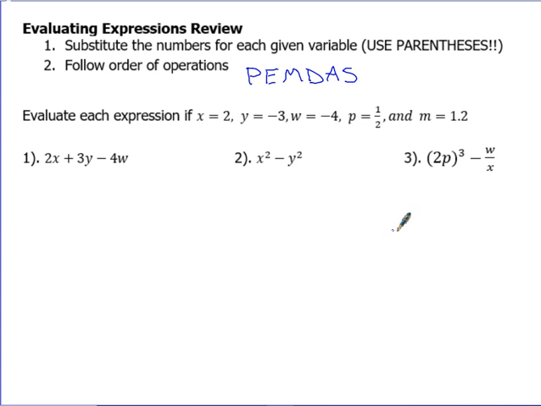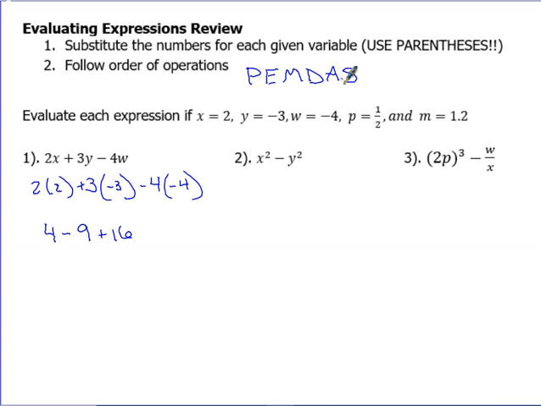All right. So I have 2x, and x is equal to 2. So now I have 2 times 2 plus 3 times y. Well, y is equal to negative 3. Minus 4 times w, and w is equal to negative 4. Order of operations, I am going to do all of these multiplication first. So 2 times 2 is 4. 3 times negative 3 is negative 9. And then negative 4 times negative 4 is positive 16.